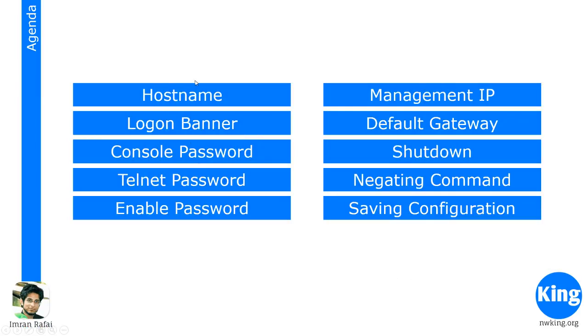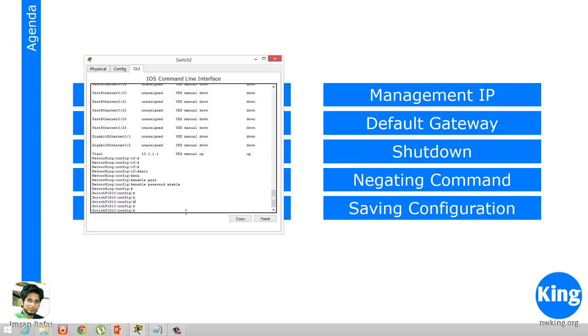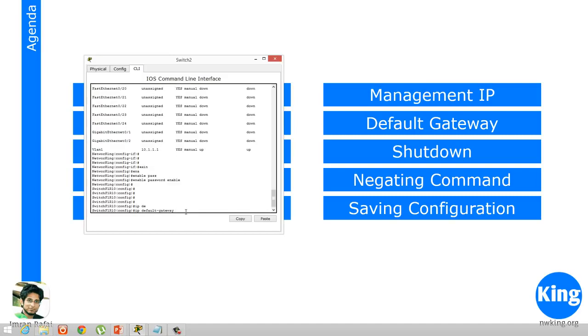So we did the host name, we did logon banner, we did console password, we did telnet password, we did enable password, we did management IP, we did shutdown, we did negating command. Now next is the default gateway, right? So how do we set the default gateway? We go to global config mode again, we say IP default gateway, and we say the default gateway is 10.1.1.10, right? And I can hit enter.